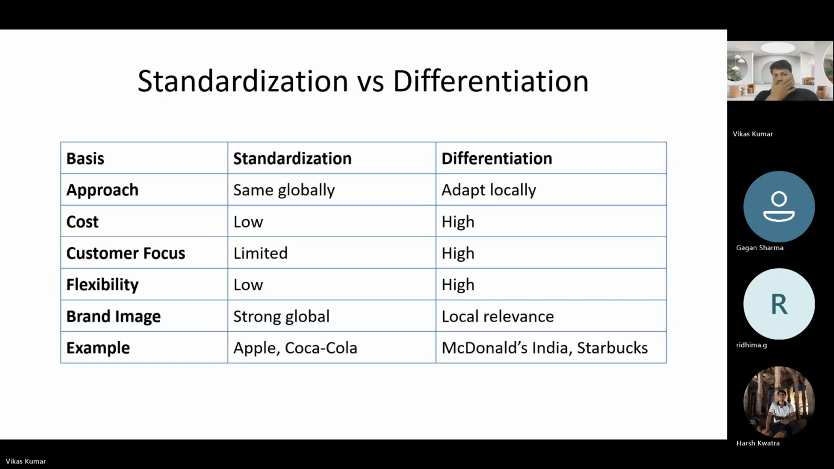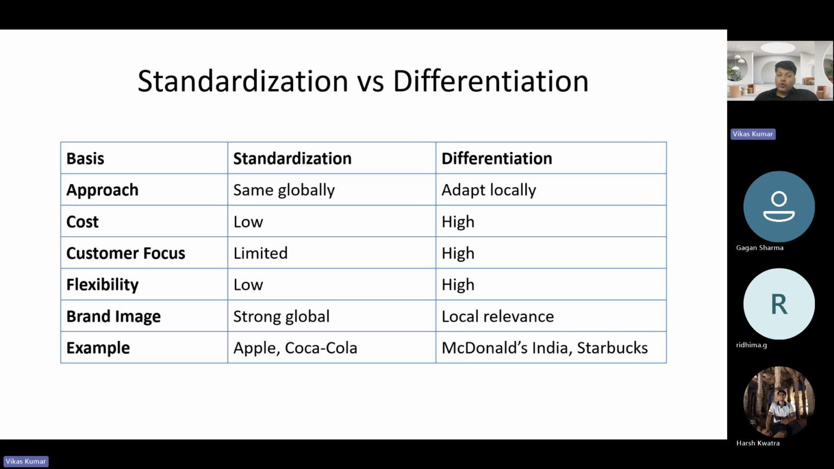Okay. So if I sum up the difference between standardization and differentiation: the approach in standardization is the same product or services all over the world, globally. With differentiation, adapt locally. Cost is very low when it comes to standardization. In differentiation, cost is high. Customer focus is limited in standardization; customer focus is high in differentiation. Flexibility is comparatively low in standardization, whereas flexibility is high in differentiation.